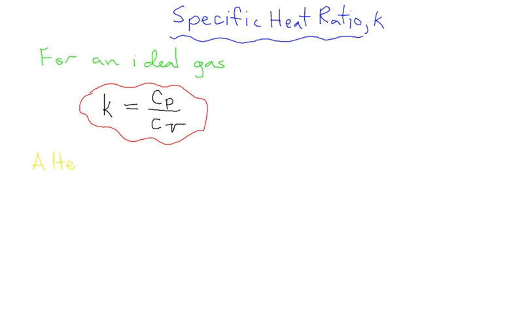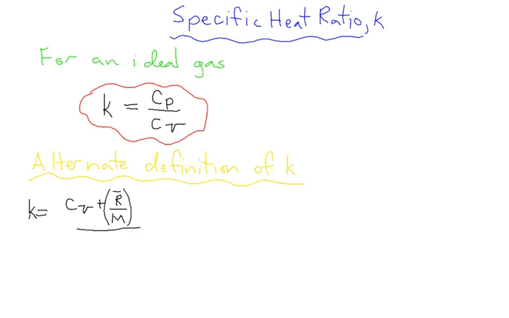So again, let's substitute in for the specific heat at constant pressure how we just defined it on the last page: specific heat at constant pressure equals specific heat at constant volume plus universal gas constant over the molecular weight. So we take that equation 1.58 and substitute into the numerator for how we define k. And what you end up with is specific heat at constant volume plus the universal gas constant over molecular weight, divided by specific heat at constant volume.